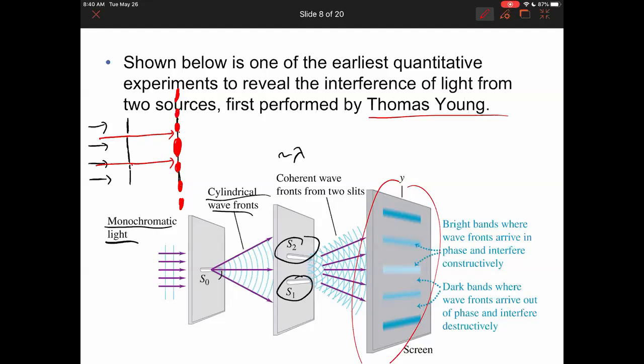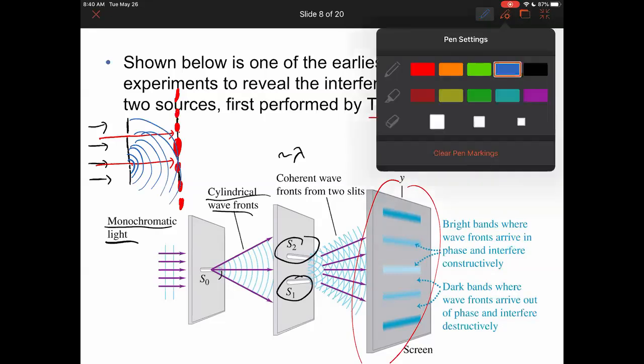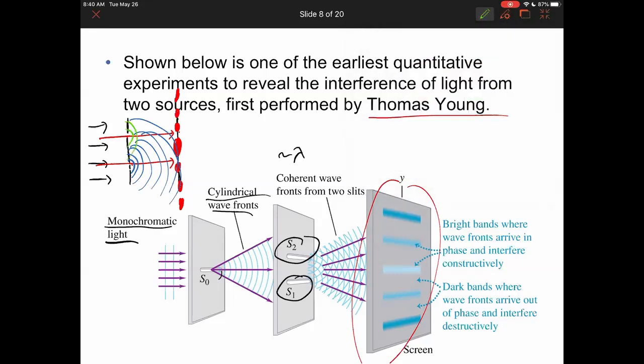And what we get here is basically interference of those waves. The waves, as they move through those openings, spread out like this. Let's say that's wave one, and then here's a second wave, and here's a second wave.